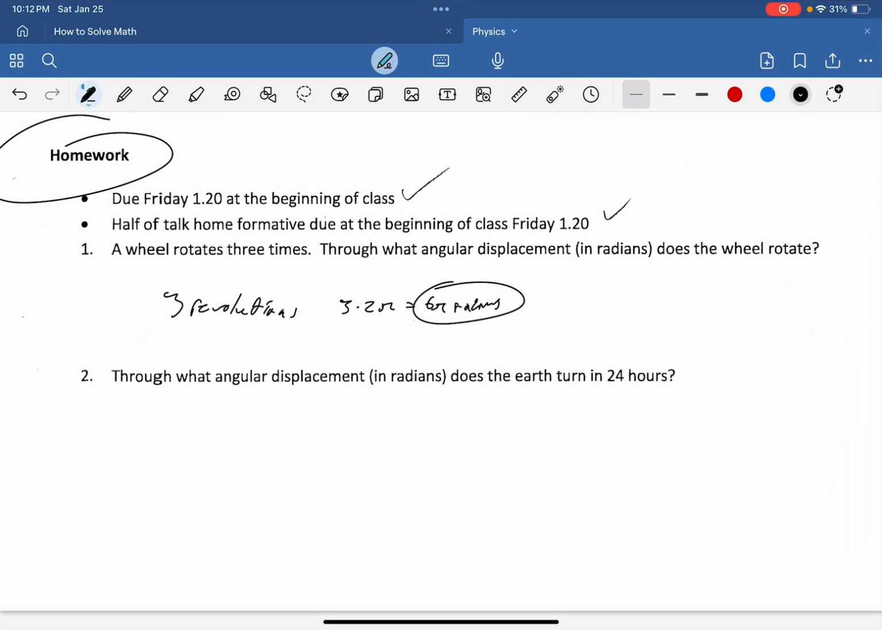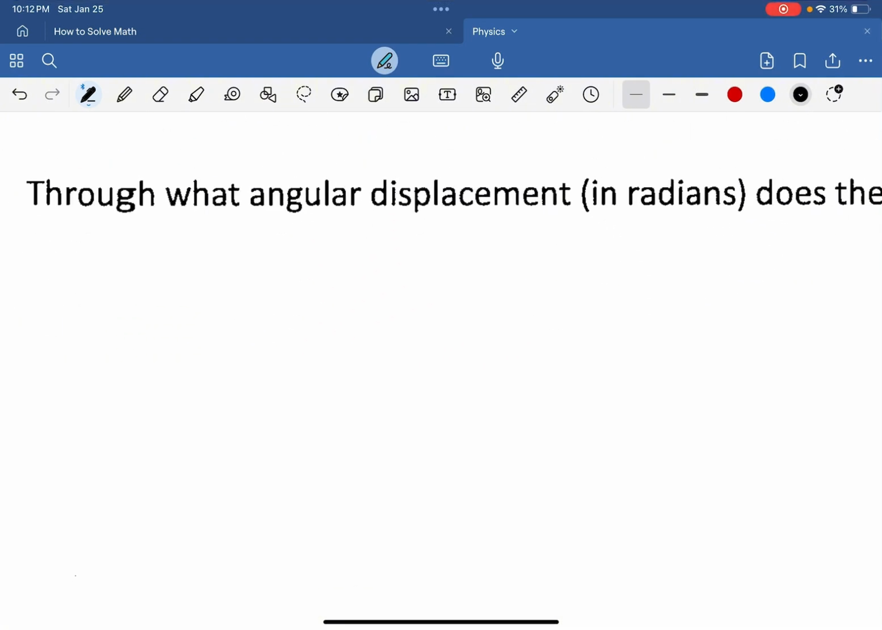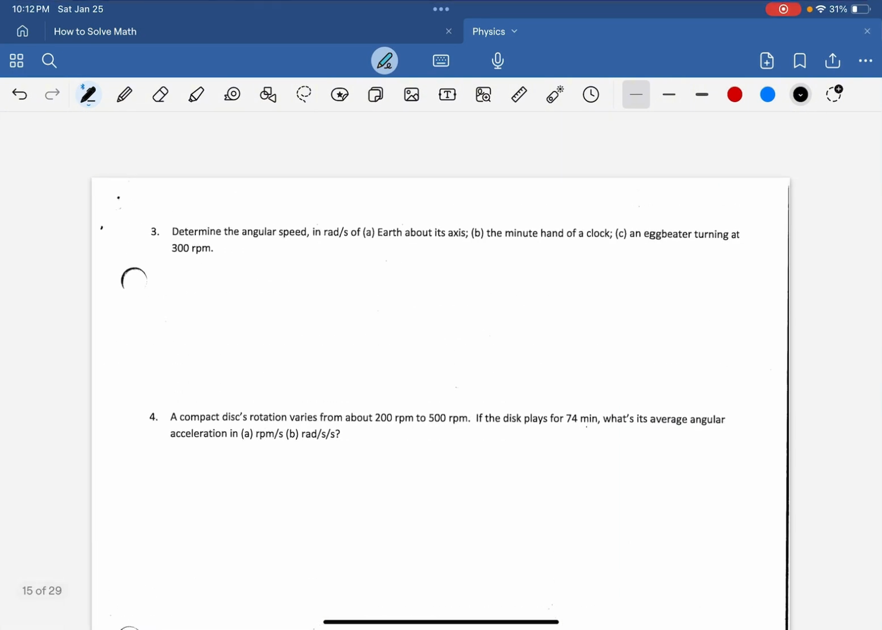Now let's move on to the second one. Through what angular displacement in radians does the Earth turn in 24 hours? All right. In 24 hours, the Earth makes a full turn. So that means it's just 1 revolution, which just means it's 2 pi radians. There we go. That's it. Good job. Let's move on to this one.